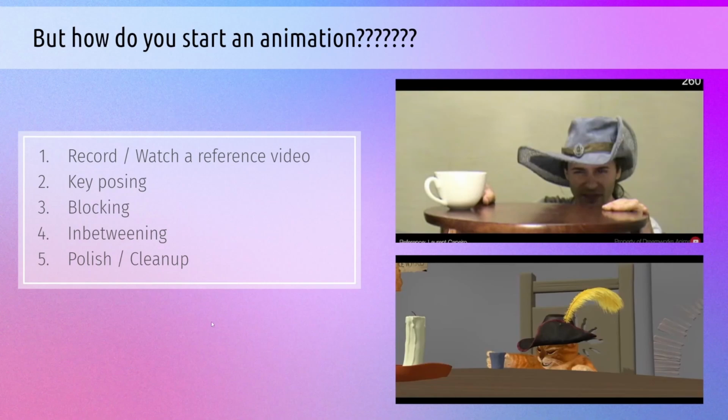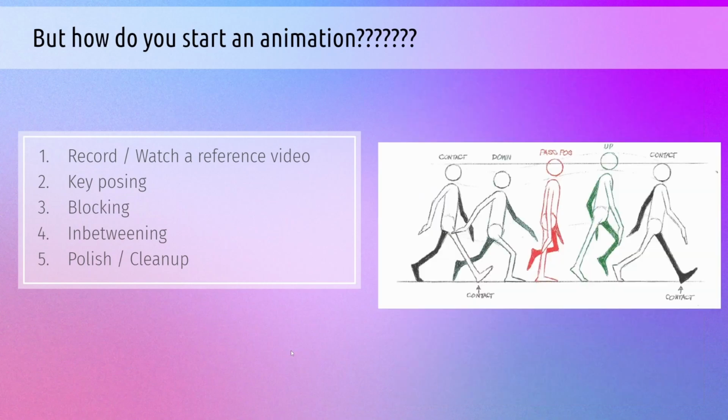It helps. After that, we have key posing. We want our main poses to be blocked. We want our main poses to be put down. This is the main action that will happen. We have to get this down. That's what we want.